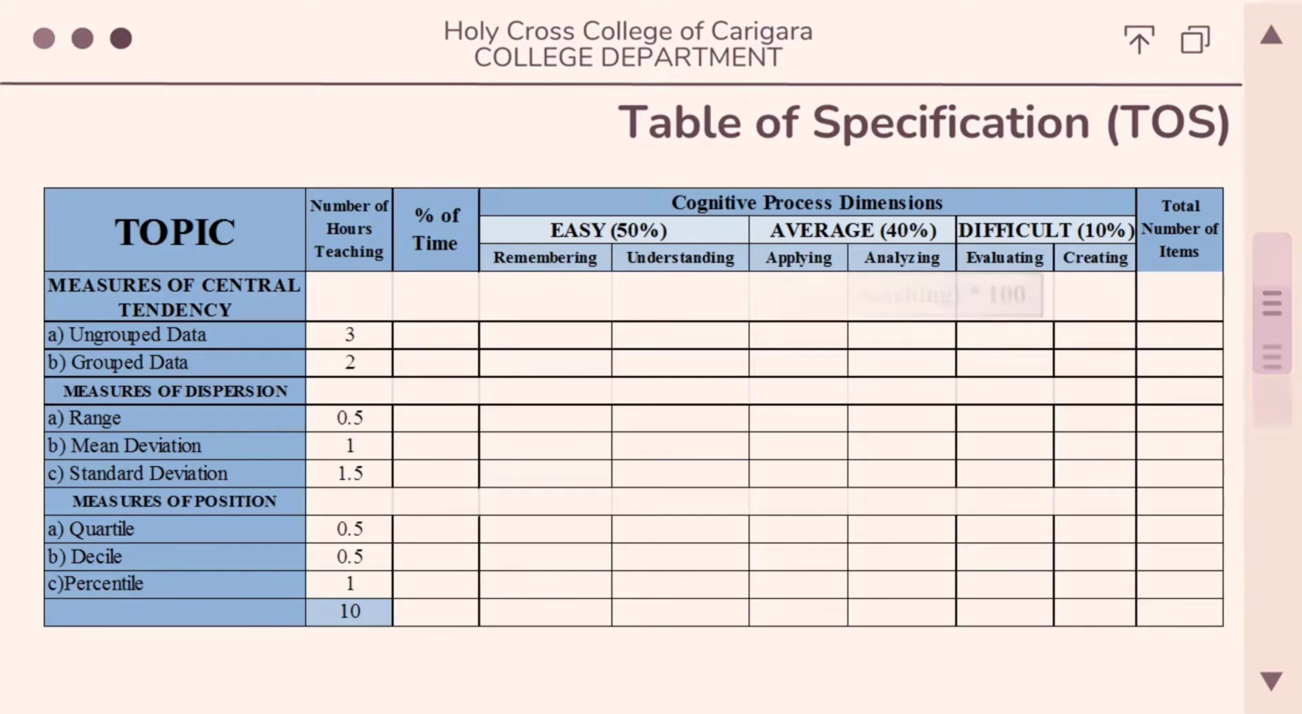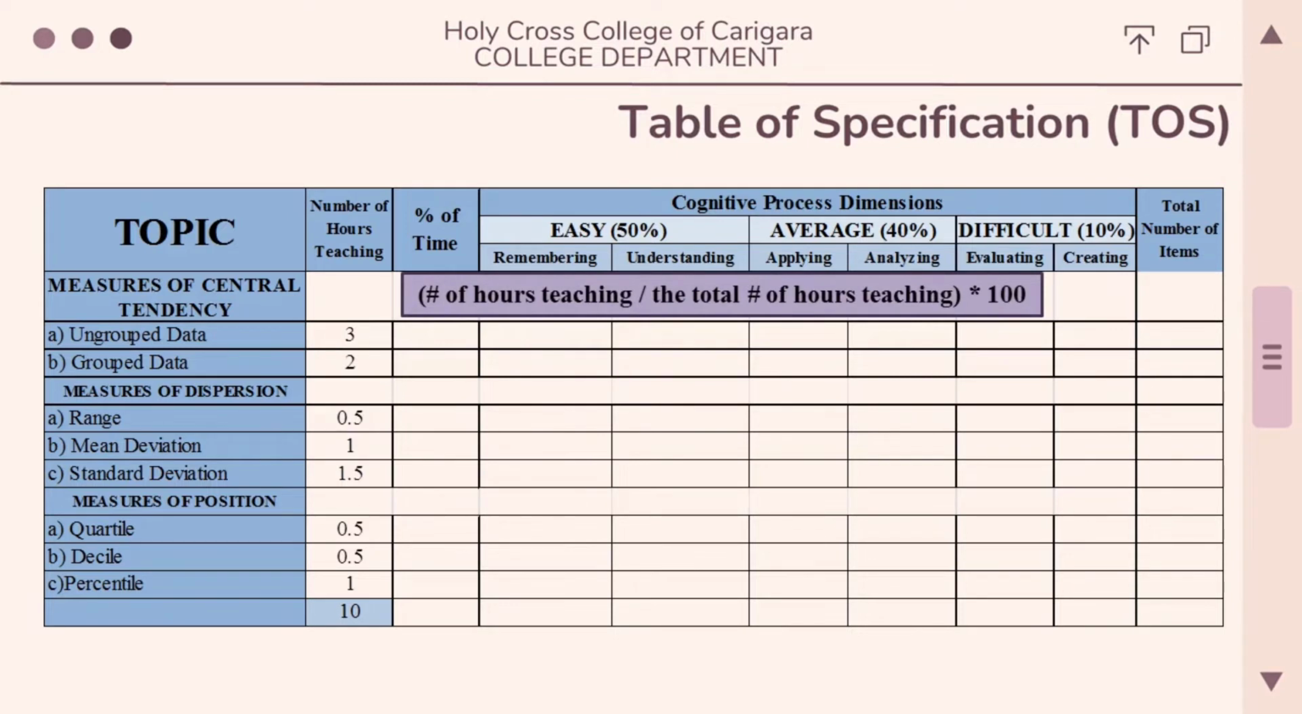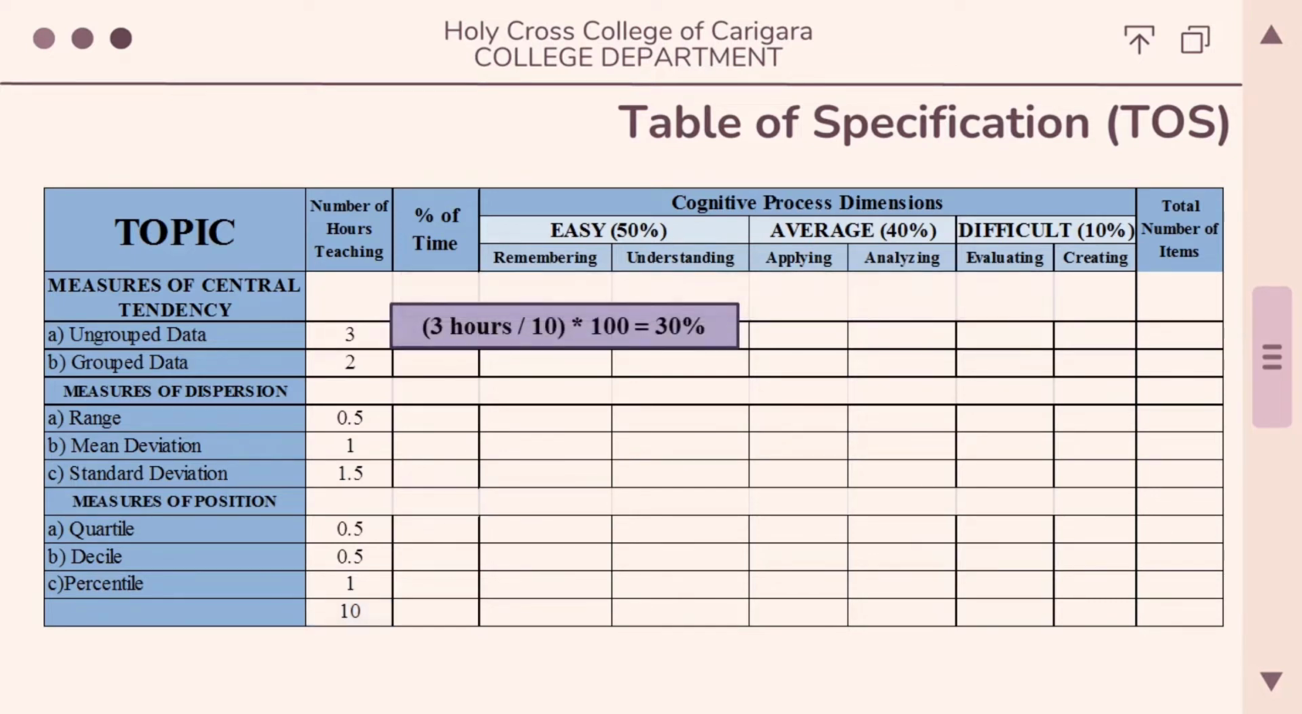So to get the percent of time, we will use the formula: number of hours taught over the total number of hours taught, times 100. So for ungrouped data, we have 3 hours over 10 times 100, that's 30%. The same formula is used for the next topics. Sum it up and you will get a total of 100%.